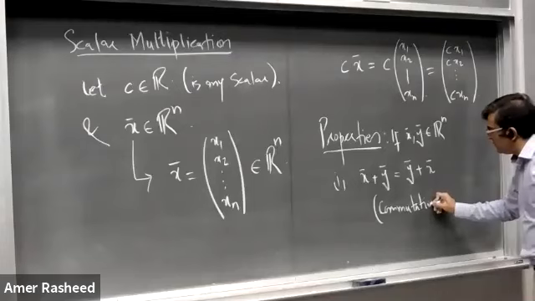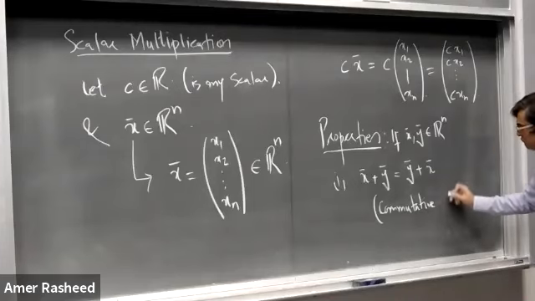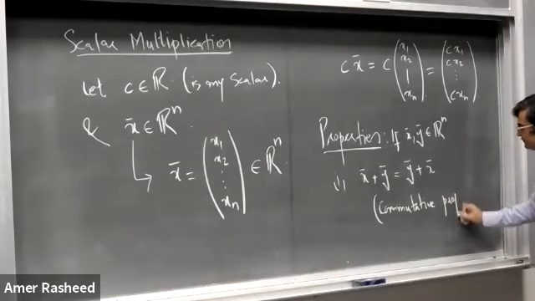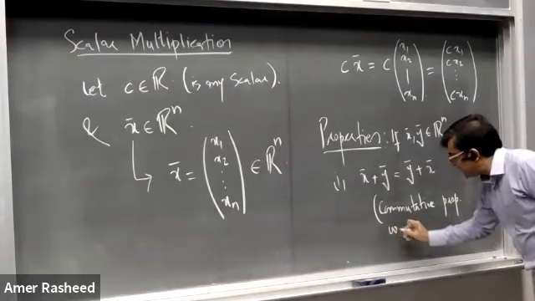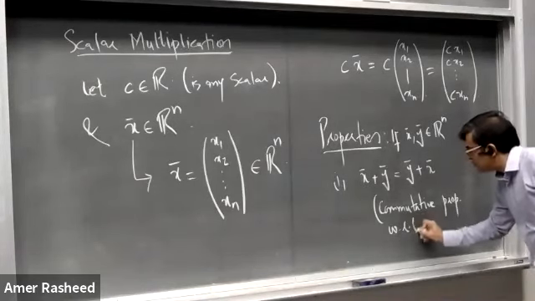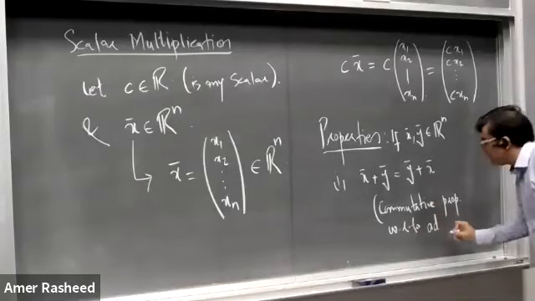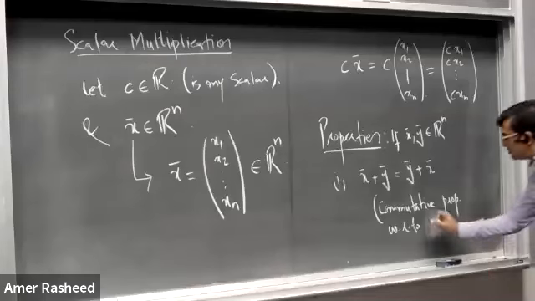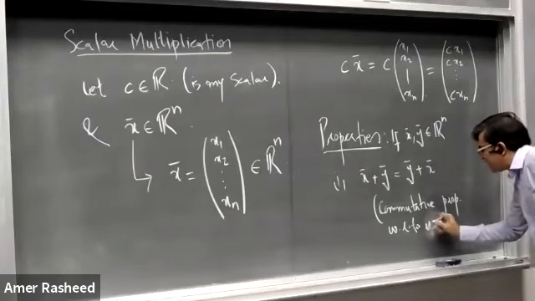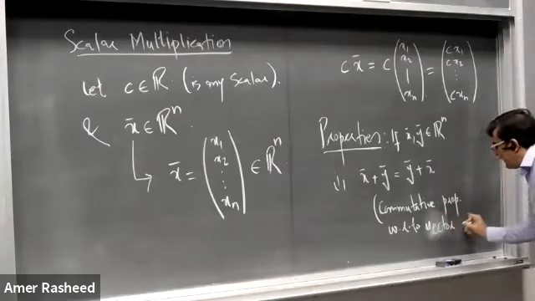Commutative law or property, you can say that. Okay, commutative property with respect to addition, with respect to vector addition.